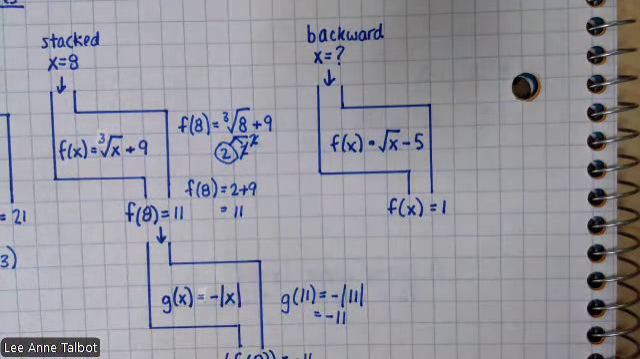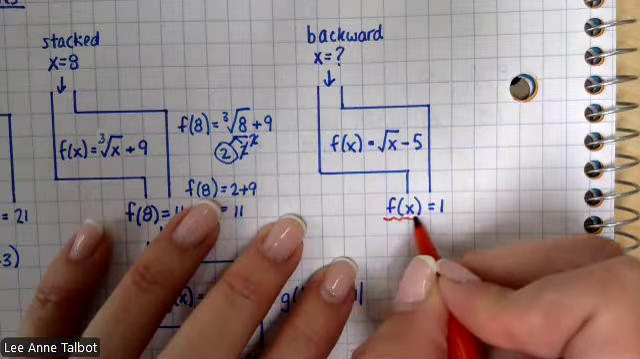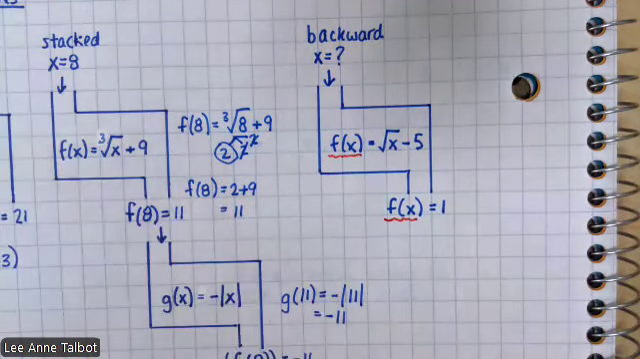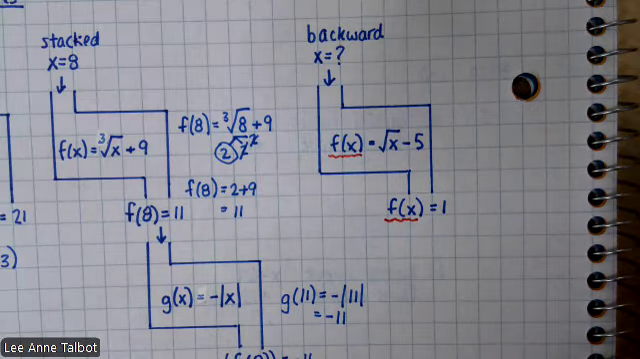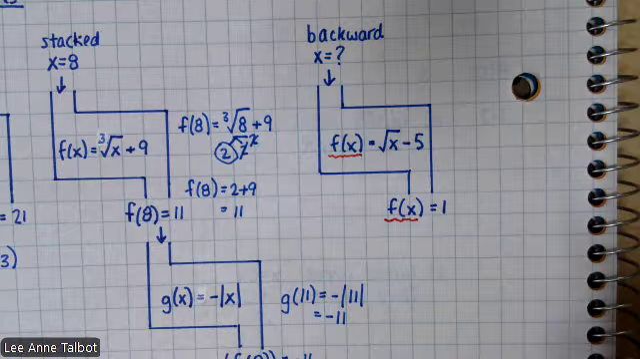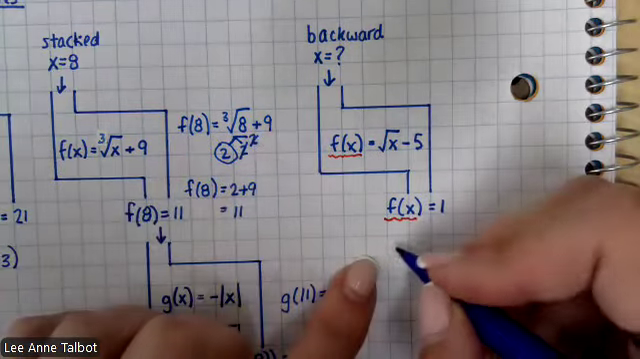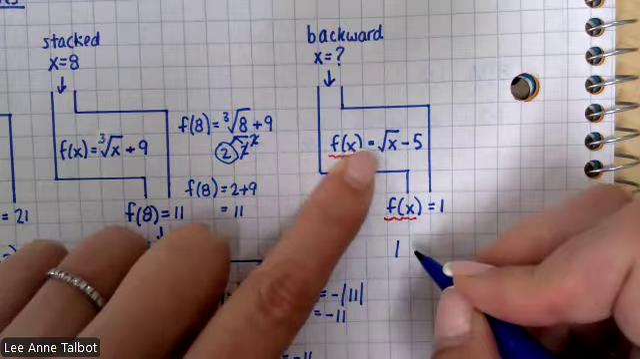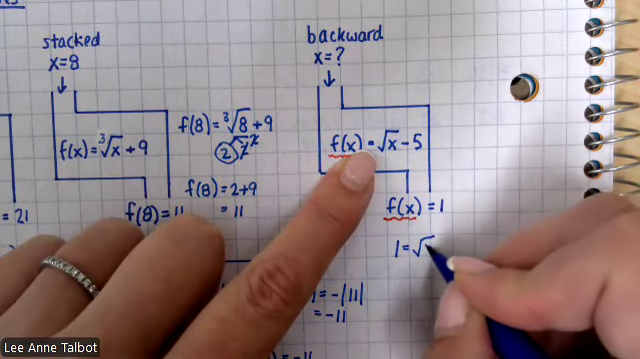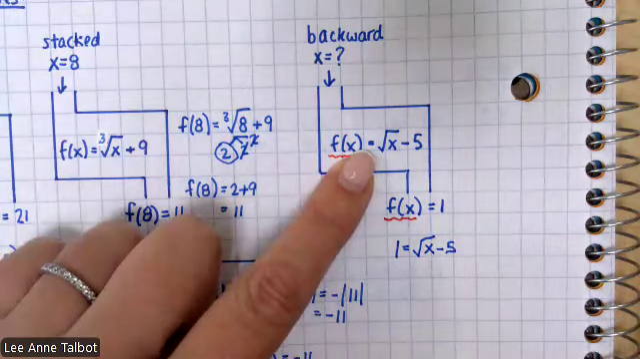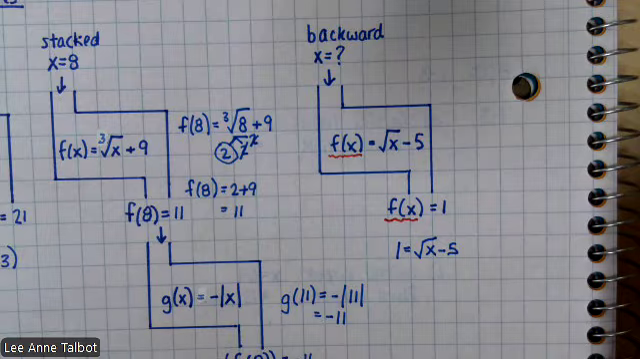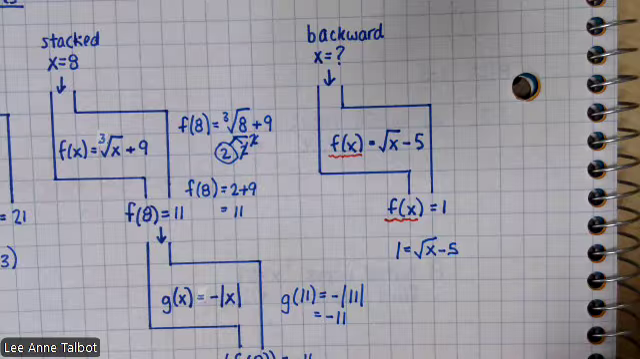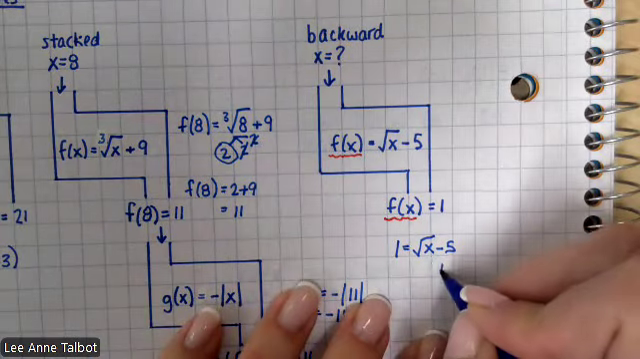Do you guys see how this and this match? That means instead of substituting the 1 in for x, I'm going to substitute the 1 in for f of x. So my work is going to be 1 equals the square root of x minus 5. And then I make an equation and solve for x. Do you guys see the difference? So instead of the x being 1, the y is 1. Okay, add 5 to both sides.